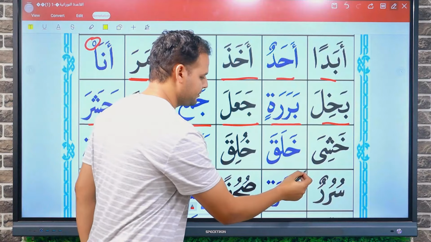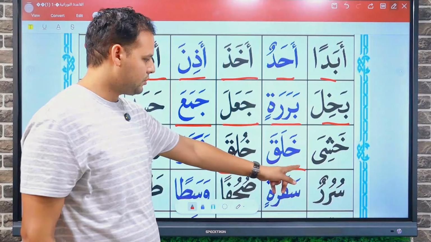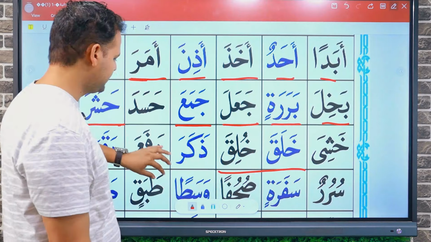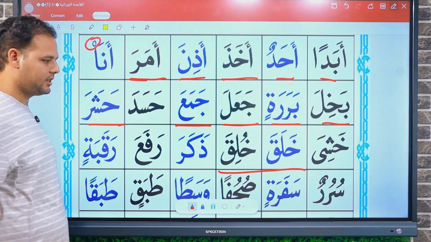Look at this one. They have the same letters but different vowels. So this one is going to be khalaqa, and this one is going to be khuliqa, dhakara, rafa'a, raqabatin.